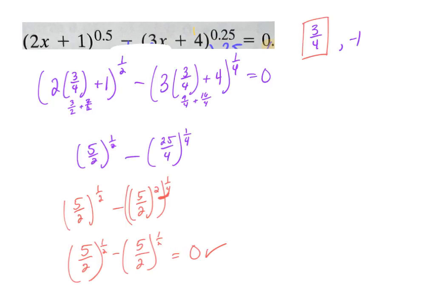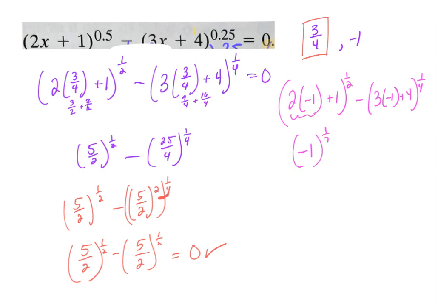So I'm going to look at my two problems that I had here. Let's check negative 1. We're going to do the same exact thing. It just won't give us fractions this time. 2 times negative 1 plus 1, to the 1/2, minus 3 times negative 1 plus 4, to the 1/4. 2 times negative 1 is negative 2, plus 1 is negative 1. What is negative 1 to the 1/2? It's going to be the square root of negative 1.